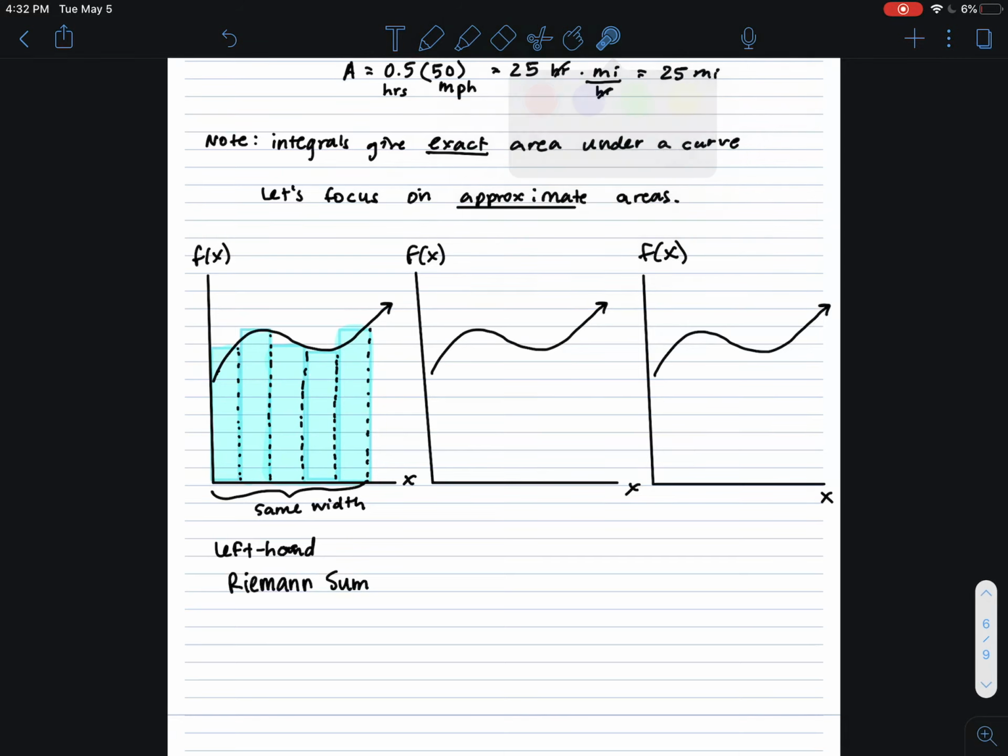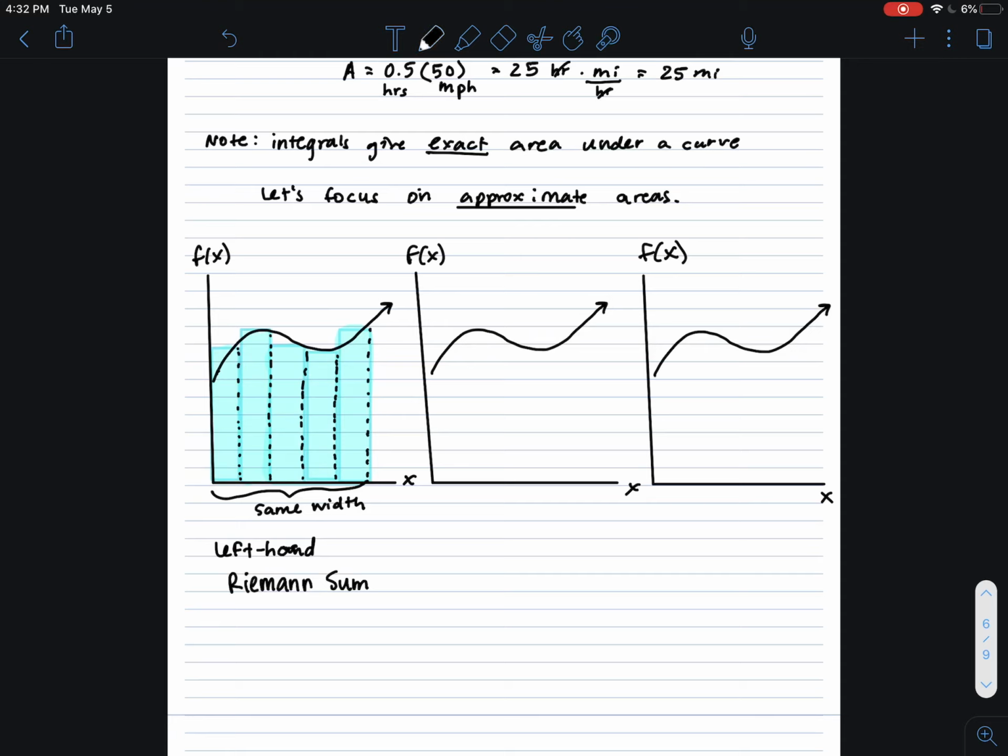Subdividing the x-axis and taking little rectangles and adding those up to approximate area when you don't know an actual integral. And so the reason this is called a left-hand Riemann sum is because the left side of the rectangle is the one that we made sure matched our curve, right? These left sides match, whereas the right sides don't always match.